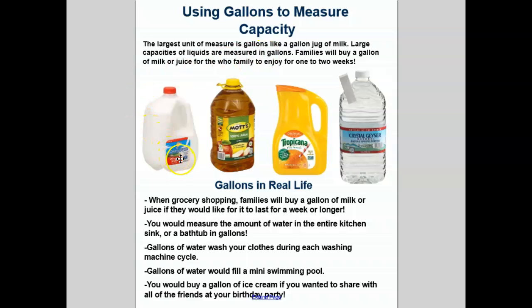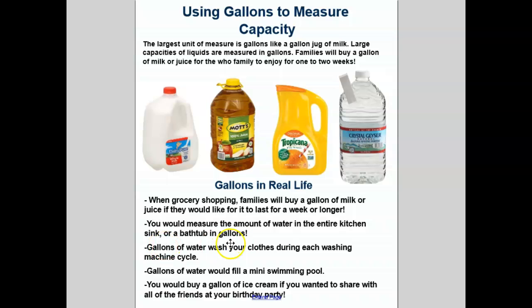So here are examples of gallons of a liquid. We use gallons in real life all the time, especially if you have a few siblings. You're going to want a large quantity or a large capacity of liquid so that you can all share this amount. So when grocery shopping, families will buy a gallon of milk or juice if they would like for it to last for a week or longer.